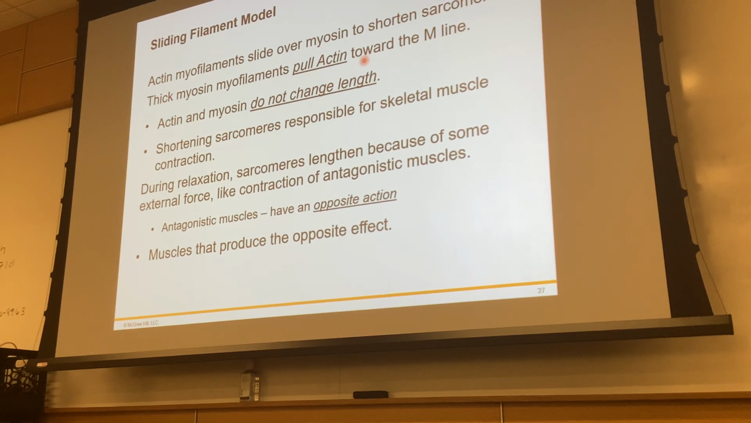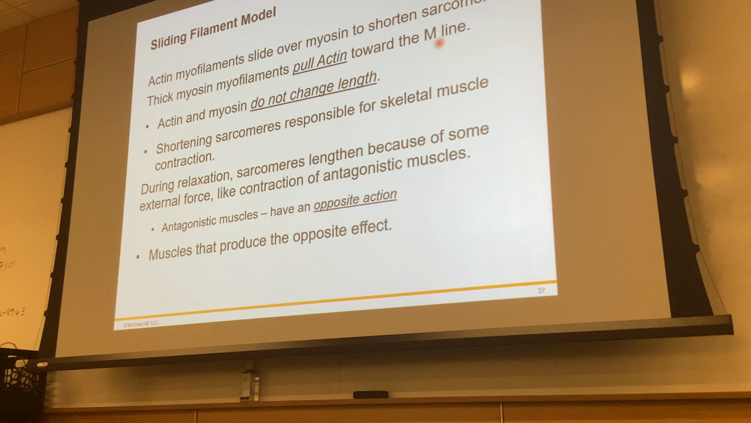And now I talked about the sliding filament mechanism yesterday, or the sliding filament model. It's the same thing. We're now getting back to the muscle here, or the sarcomere. So sarcomeres shorten, and there's a couple different ways of describing how sarcomeres shorten. First of all, the thick myosin filaments, myofilaments, pull on actin. And I will say a bunch of different ridiculous ways of how they pull on actin, but they pull actin towards the M line, they pull actin away from the Z disc. That means the same thing.